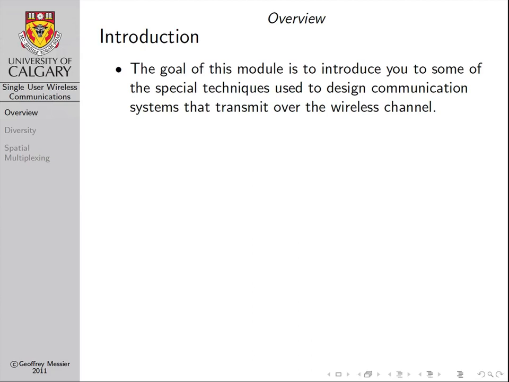So, as I said, the goal of this module is to introduce you to some of the special techniques used to design wireless communication systems. And there are two very important perspectives that we can take when looking at the design of wireless systems. The first, the diversity perspective, is perhaps the more traditional perspective. It's the perspective that people originally took when the very first wireless systems were being developed. And the second perspective, the spatial multiplexing perspective, is something a little bit more modern and a little bit more recent.